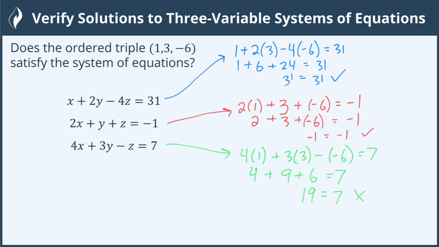So it's a good thing we checked all three, because it failed the third equation. It did not yield a true statement. So because that was the case, even though it was true for the first two, because it wasn't true for the third, we have to say that our answer is no. It does not satisfy that system of equations, and it is not an answer to that 3 by 3 system.